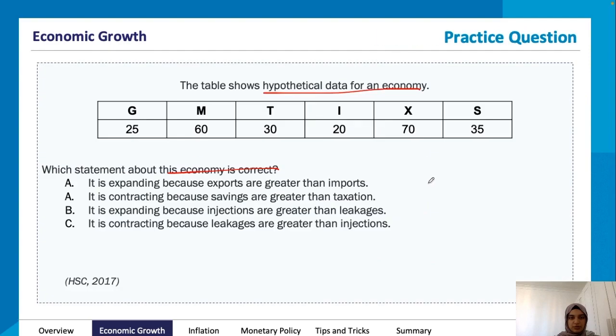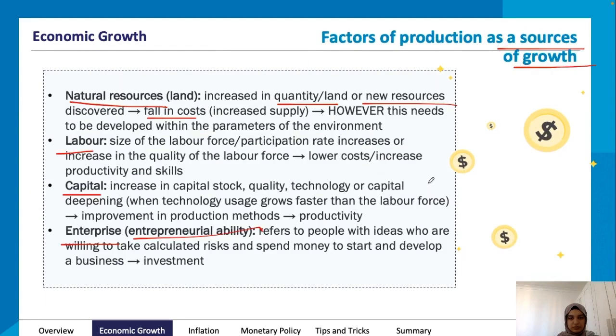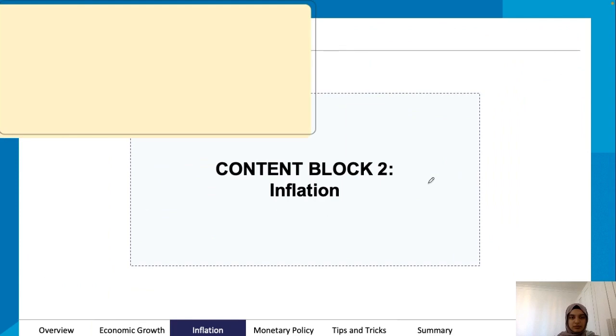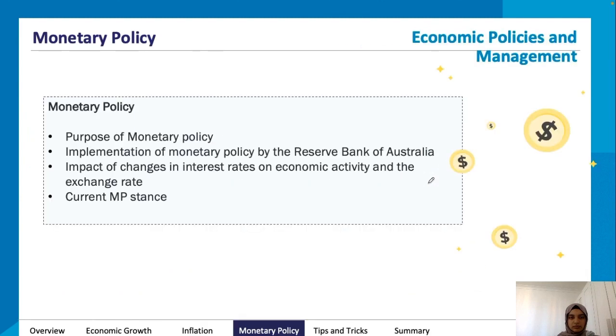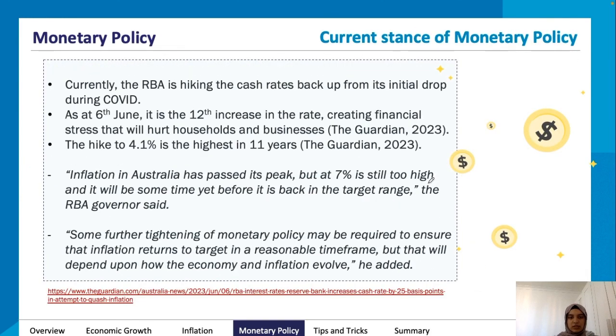So going back to where we were up to, bear with me a second. Yeah. So yeah, 4.1% is the highest that it's been in 11 years. So this is a quote that, for example, you can mention in your essay. So here are some quotes. Inflation in Australia has passed its peak, but at 7% it is still too high, and it will be some time yet before it is back in the target range. So this is from the RBA governor, by the way.